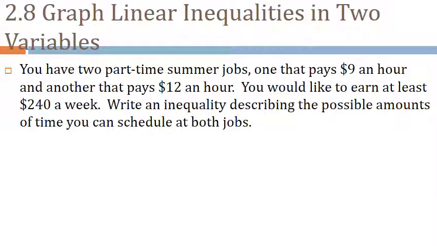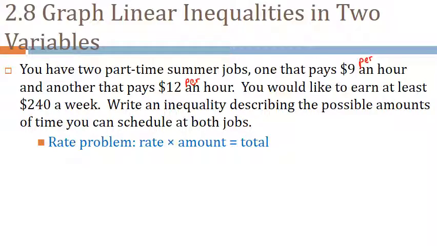Now let's try a word problem. You have 2 part-time summer jobs, one that pays $9 an hour and one that pays $12 an hour. $9 an hour is the same thing as saying $9 per hour. And the same thing for the $12 is $12 per hour. The per indicates it's a rate problem. So rate times the amount equals our total. That's how rate problems work. So our rates are $9 per hour and $12 per hour. So we can say 9 times x plus 12 times y. And we want a total of $240.